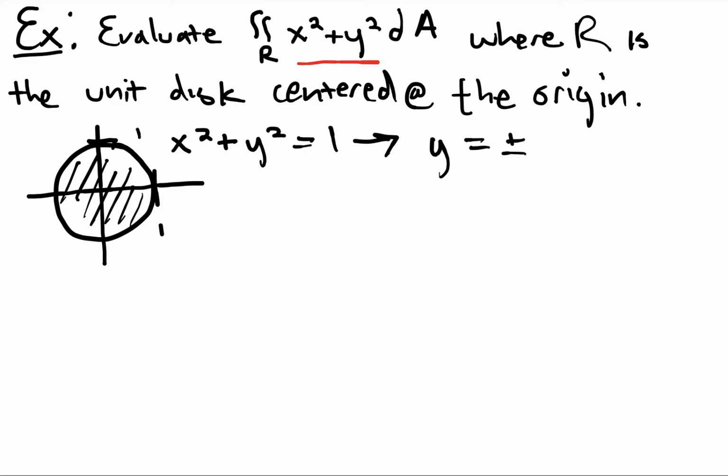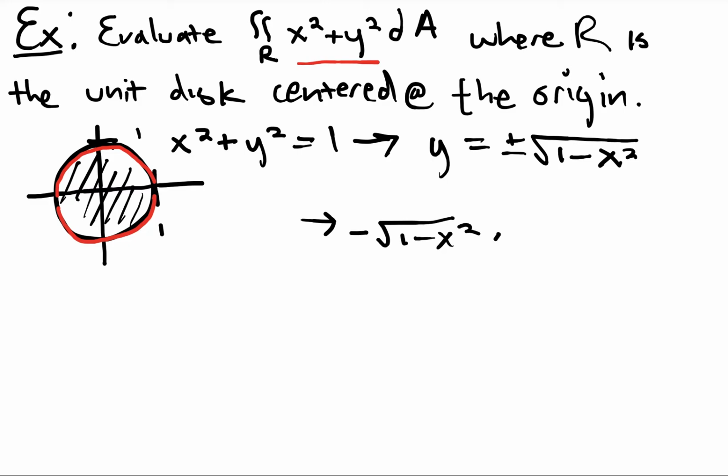You are going to get two solutions back, plus or minus square root of quantity of 1 minus x squared. And the reason that you get two solutions back is that one of these corresponds to the upper portion of the circle, and the other one, well, that corresponds to the lower portion of the circle. Okay, so how this is going to manifest itself in our bounds is that this negative version of the square root, that's going to be my lower bound on y. And the positive version, that's going to be my upper bound on y.